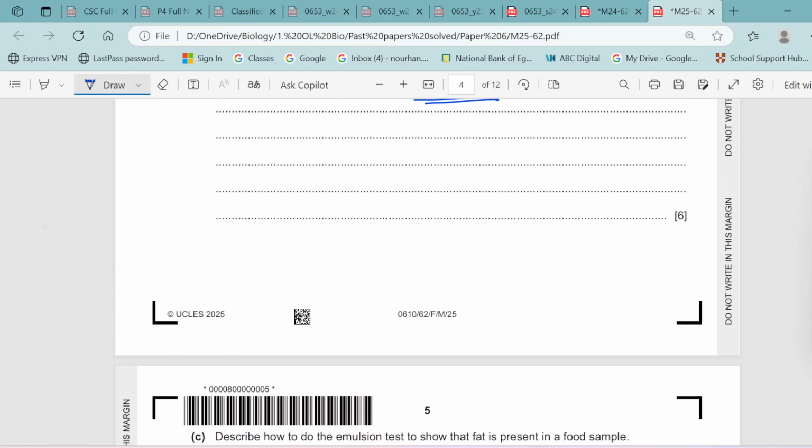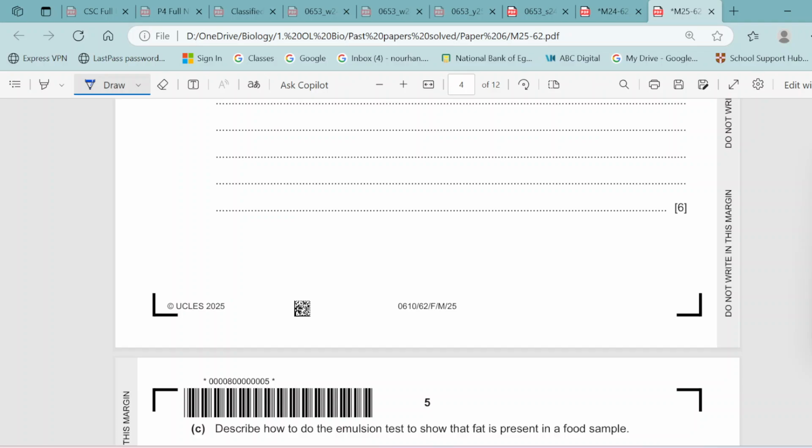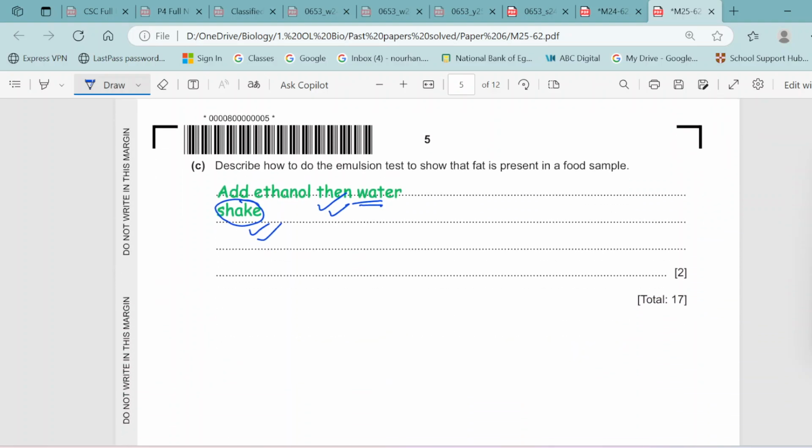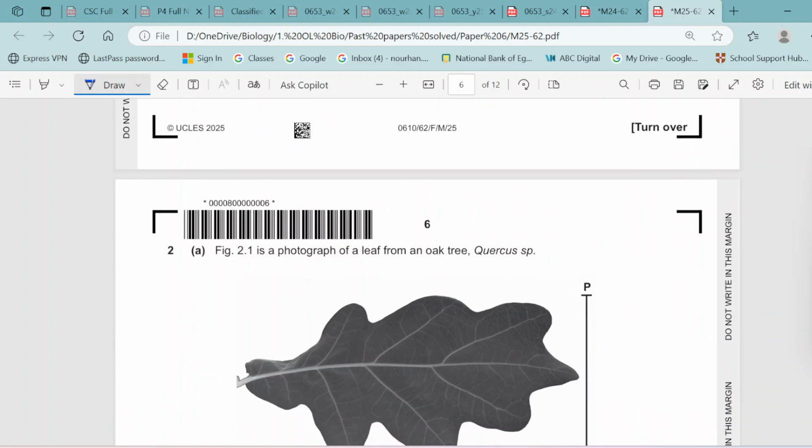Describe how to do emulsion test. Emulsion test: I will add ethanol to the fat solution and then water and then shake. This is 1 mark and this is the second mark. Okay.